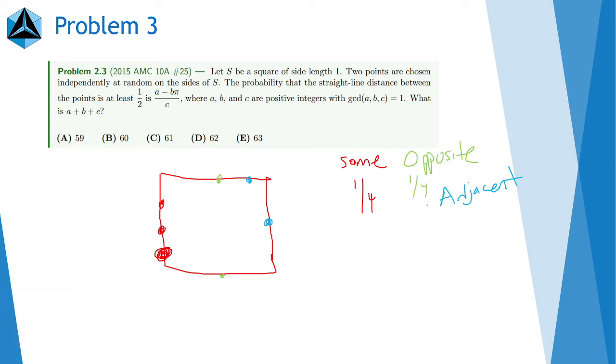And finally, for adjacent, if you fix this point, you can see that you can either have this side or this side to be the adjacent sides. So that's going to be 1/2. So those are the weightings, the probabilities, that we're going to multiply by what we get for each of them. So let's start working out the cases.